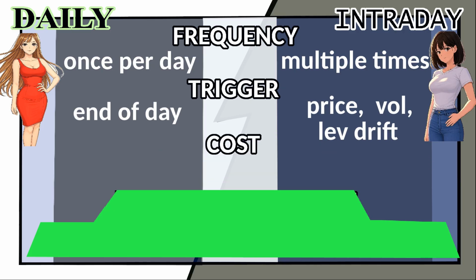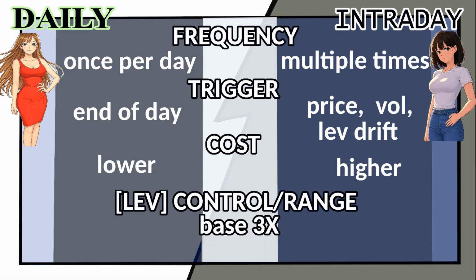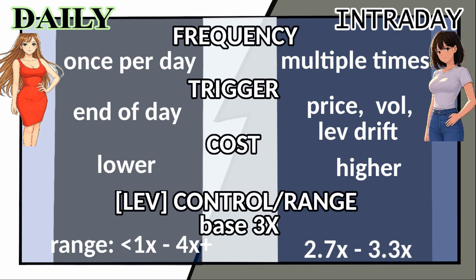Cost. Since we add or cut positions on the market to rebalance, the cost is minimal on daily due to only one transaction per day, while there are more transaction fees on an intraday rebalancing. Leverage control and range. On a base leverage of 3x, on daily, the leverage has a wider range to go around before it is rebalanced. On intraday, the leverage is tighter since it's adjusted before it strays too much from the base leverage.